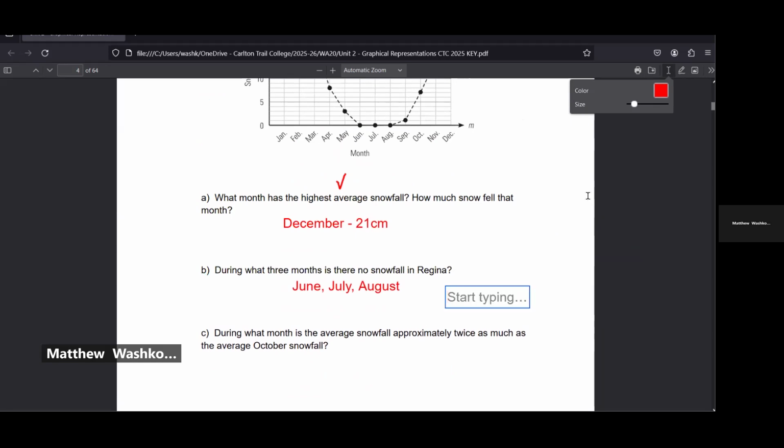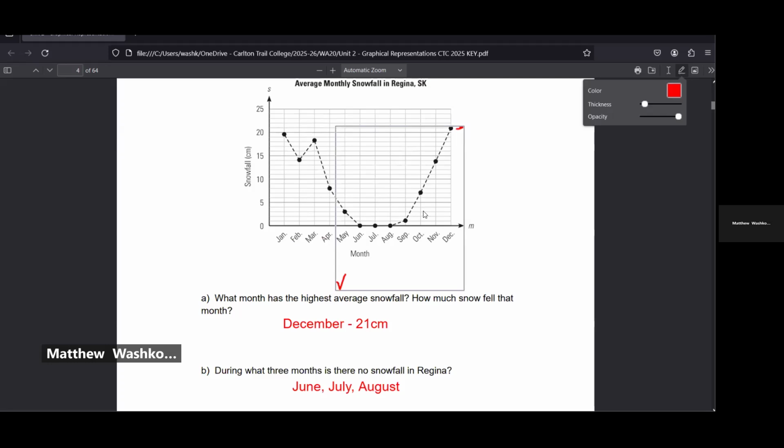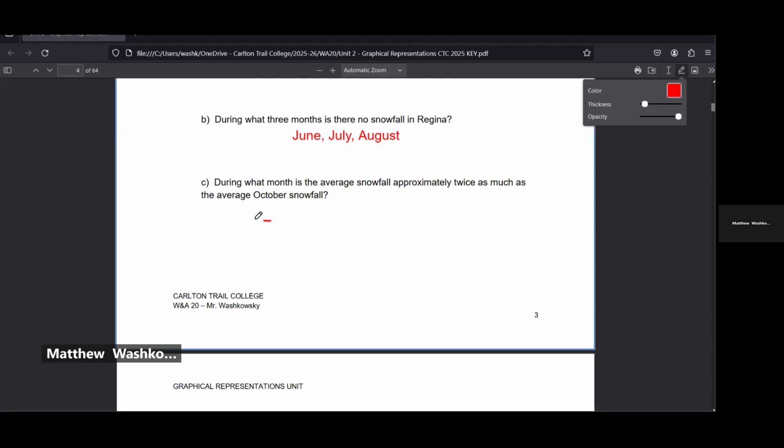And during which month is the average snowfall approximately twice as much as the average October snowfall? Well, so which month is twice as much as the average October? So October looks like we got about, what is that, 7? We got about 7. So that means we're looking for something about like 13, 14, 15. Let's see. So not September, November. Yeah, that's about 14. Anything else close to there? Looks like February too. So you can have multiple. So it's clearly February and November had about twice as much.